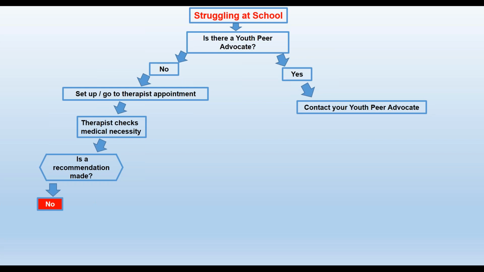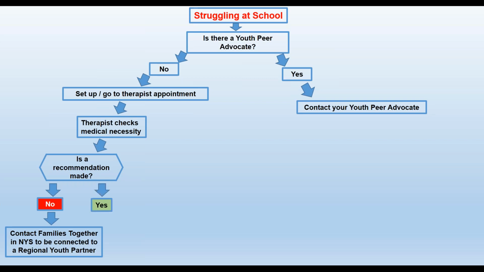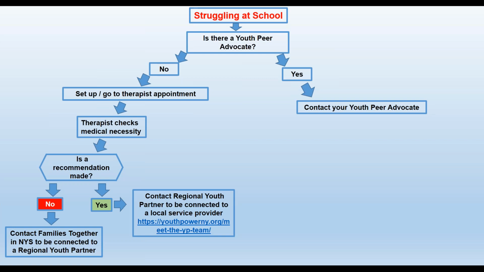If the medical necessity is not met, then there is no recommendation made, and then we would still suggest that you contact Families Together to be connected to a regional youth partner and find out what services and supports might still be available. But if the recommendation is made, we can get you connected right to this list here of Youth Power Regional Partners, and they can tell you what services are available within your community, where you can take that recommendation specifically. Once you have that information, you bring that recommendation to a service provider, hopefully right within your community, and you can get connected to that support.